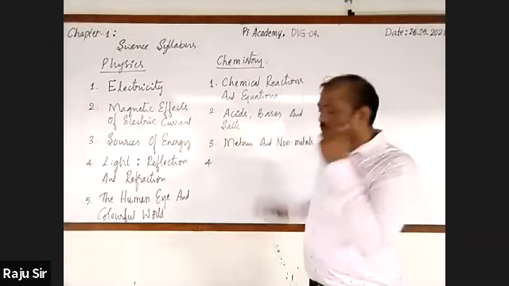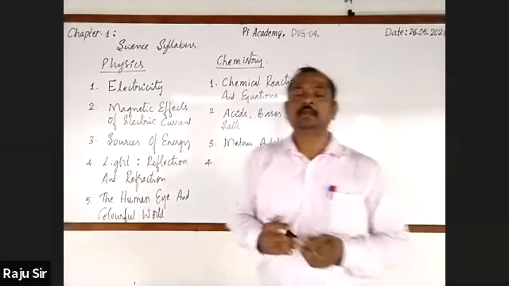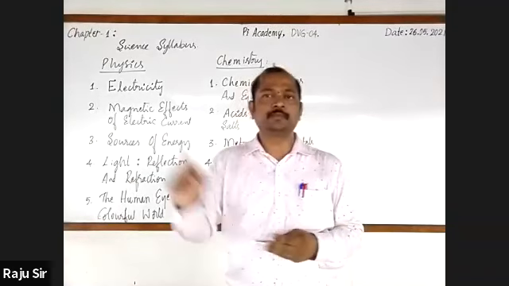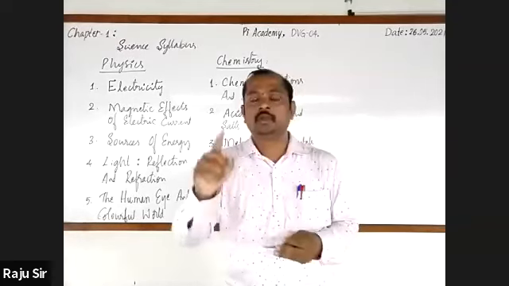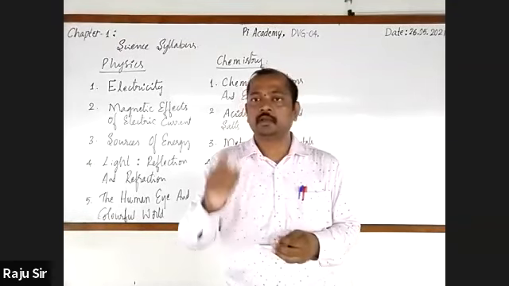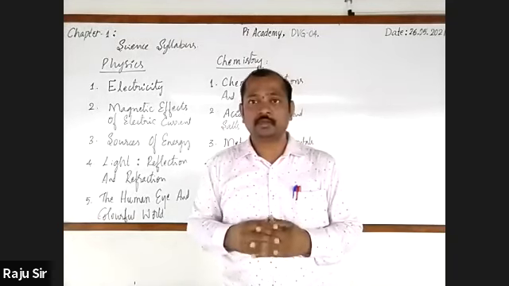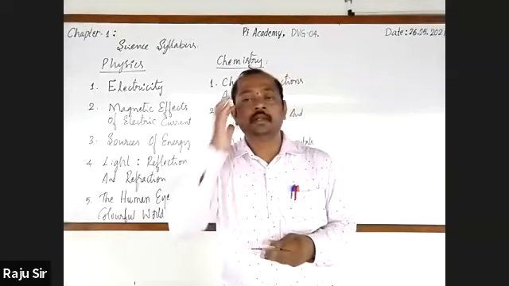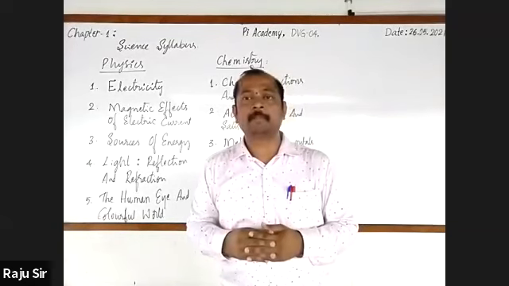Next. Now it is the fourth one. Dear students, you are very familiar with some of the materials like diamond, graphite, charcoal. You know what these are? Yes, these are different allotropic forms of carbon, right?